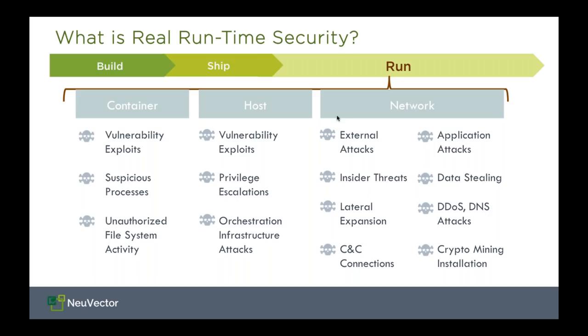So when we talk about runtime security, what do we really mean? There's a whole bunch of things that you can do while you build your container and you ship it, and we'll show that as well. But for runtime security specifically, we're talking about identifying vulnerability exploits in the container, of course, suspicious processes, unauthorized file system activity. And on the host side, for instance, privilege escalation and orchestration attacks. But on the runtime side and on the network, what we see is of course traditional attacks, but attacks that now occur on the east-west traffic as well as the north-south traffic in Kubernetes.